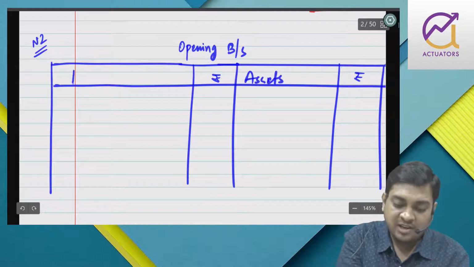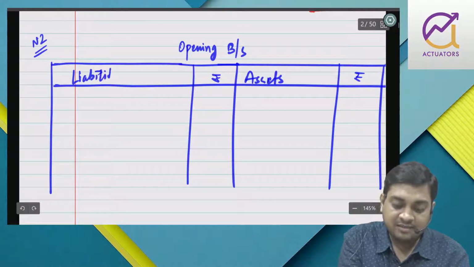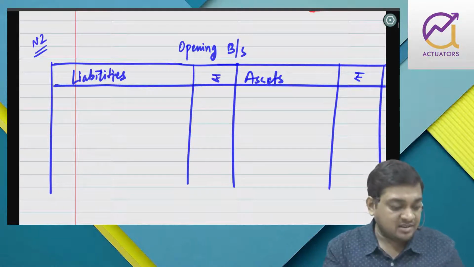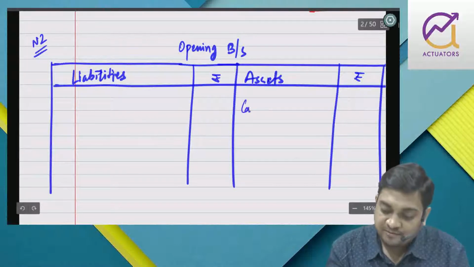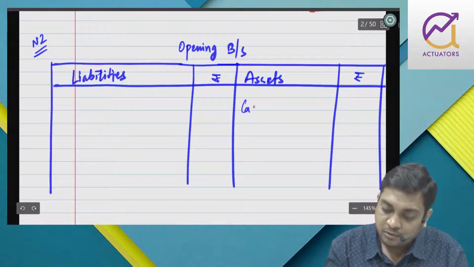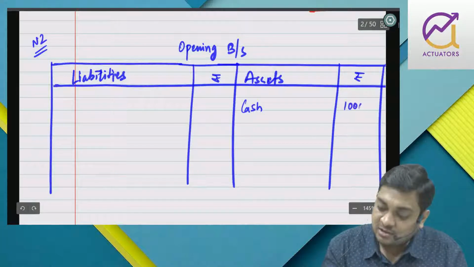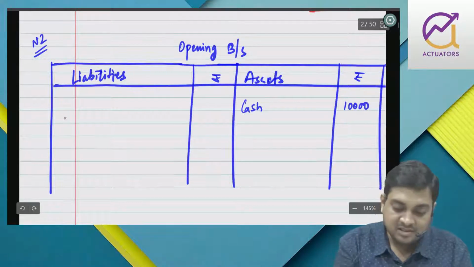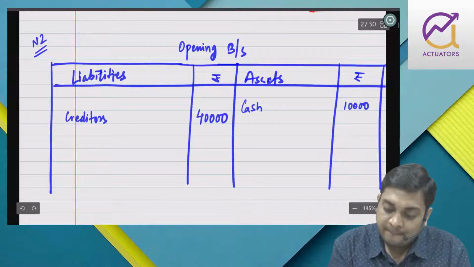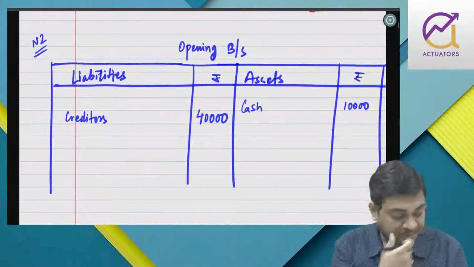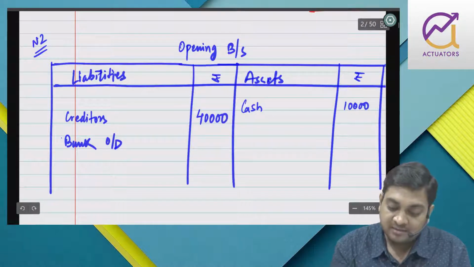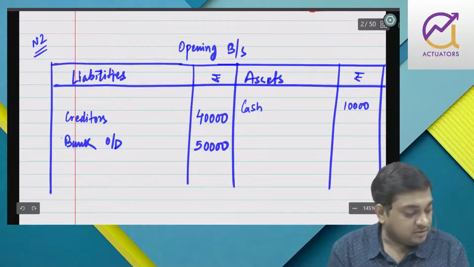No need for any marshalling and all. Straight away you can just have it. And what are the opening balances they have given us? Cash, right? So cash is 10,000. Then they have given us creditors, 40,000. Then bank, it's OD, right? Credit means OD, 50,000.